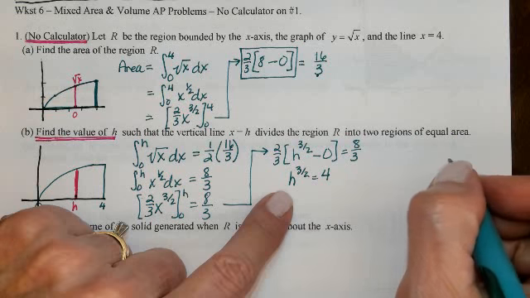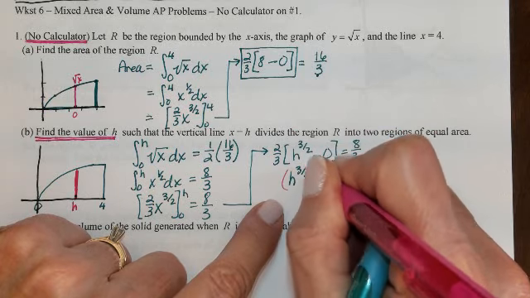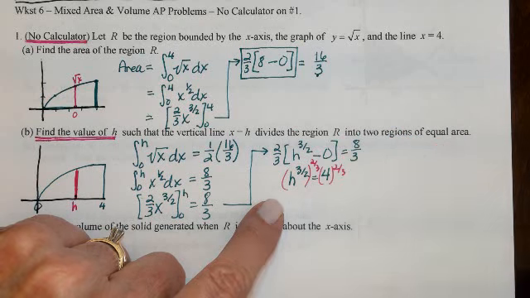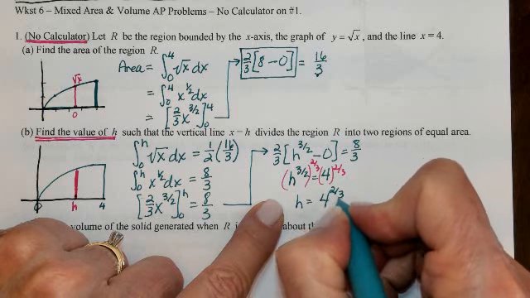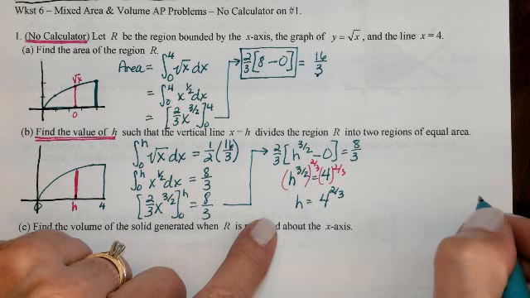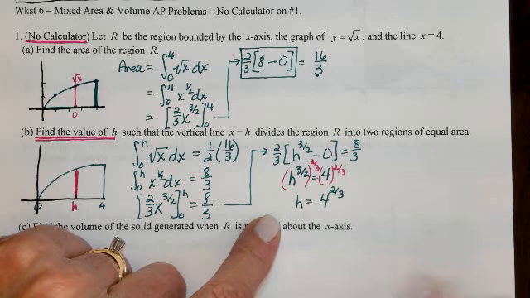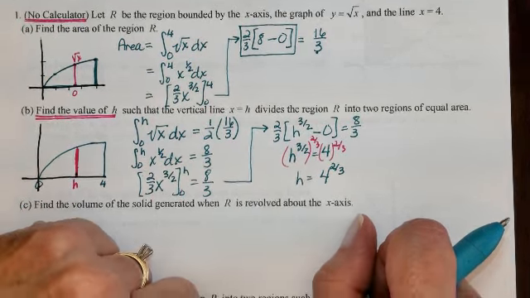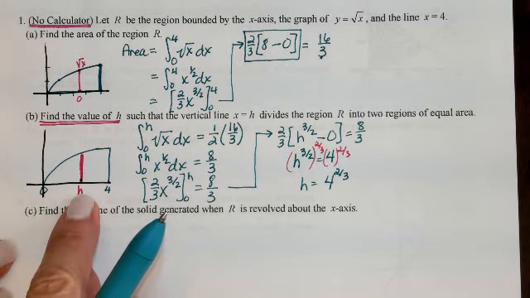And now we have to finish solving for h. I'm going to raise both sides to the 2/3 power. And we get h is equal to 4 to the 2/3, and I'm stopping there. Okay? Plus I can't take a cube root of 4, so I'm definitely going to stop there. All right, so we found that value of h.